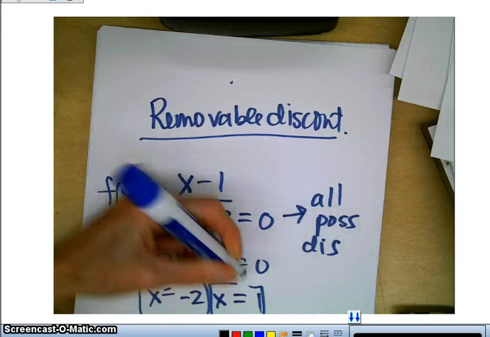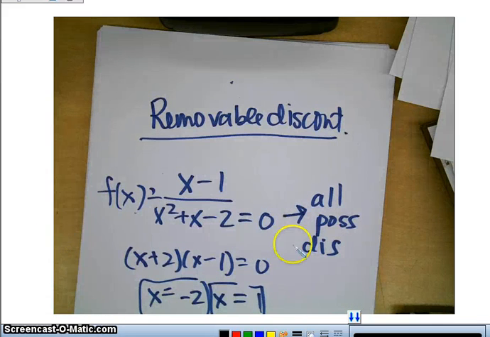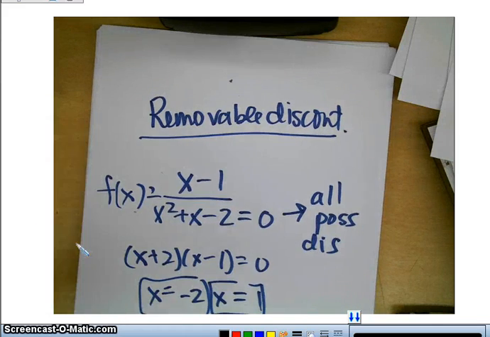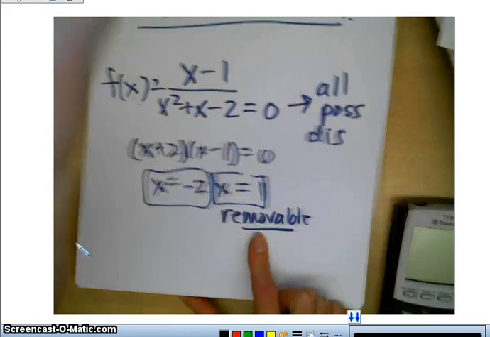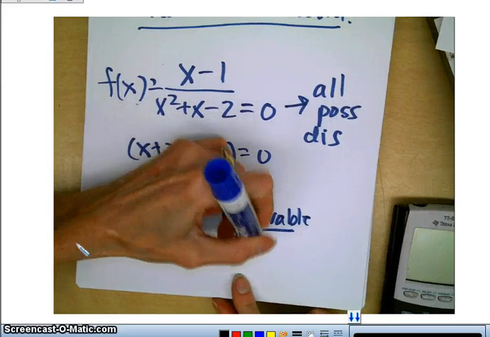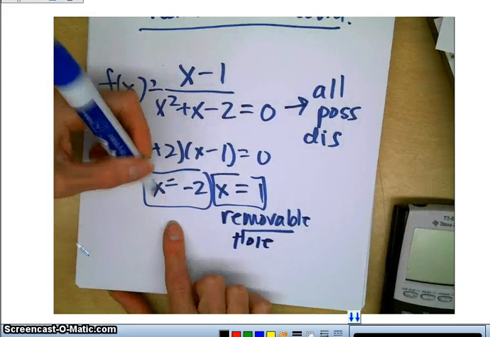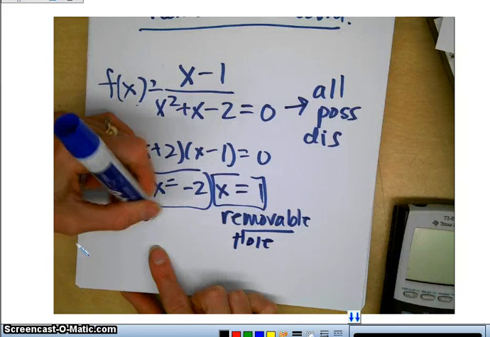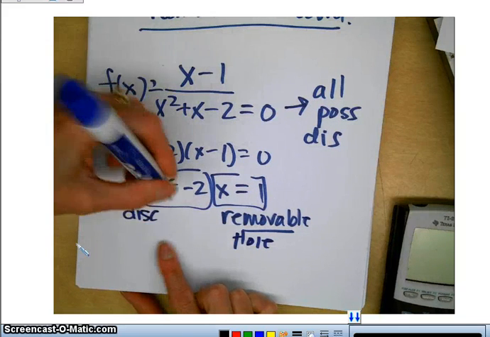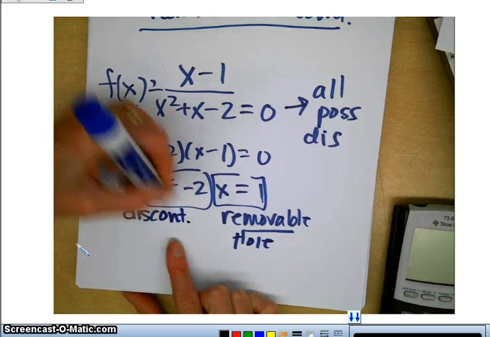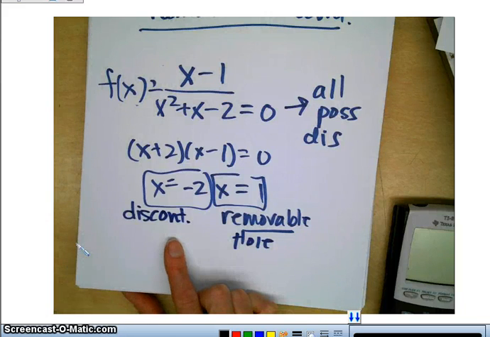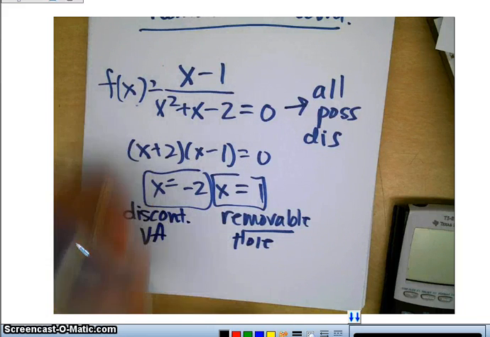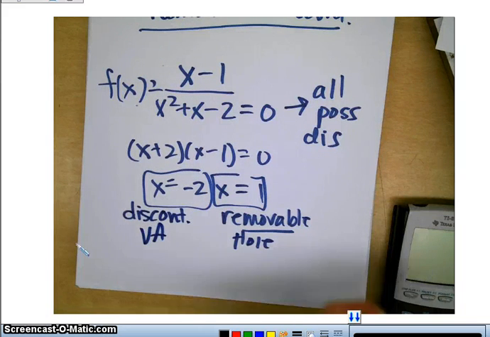So in other words, what would it be on the graph? What's another word for a removable discontinuity? It's a hole. A removable discontinuity is otherwise known as a hole. And this would be just a non-removable discontinuity, otherwise known as a vertical asymptote. That's from 1.4. We're just applying some of what we learned in 1.5. They're the same thing. We found them the same way.